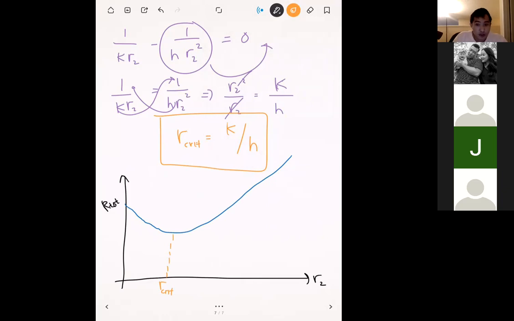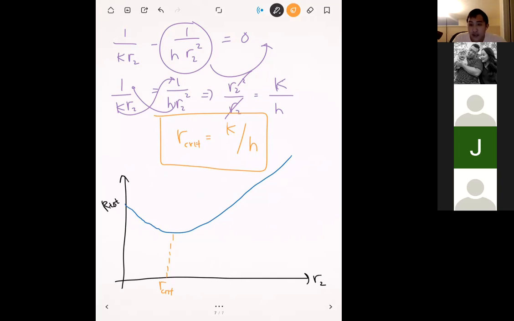And so this graph is interesting. You can basically see that when you're starting out with a very thin cylinder, adding thickness will actually decrease the thermal resistance, right? It's only after you get past the critical resistance that the thermal resistance starts to go up.